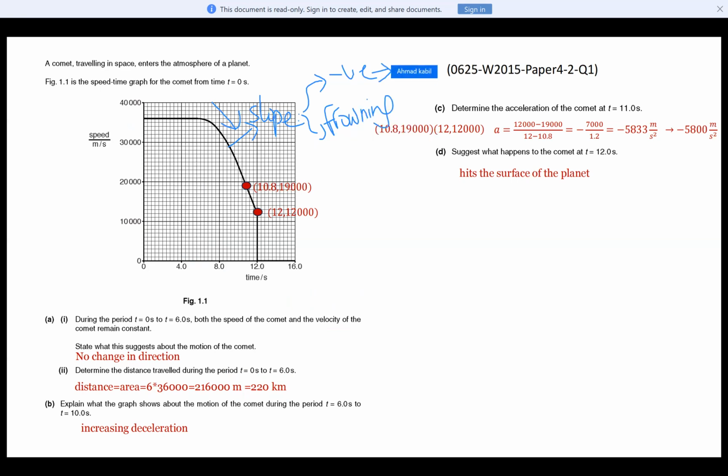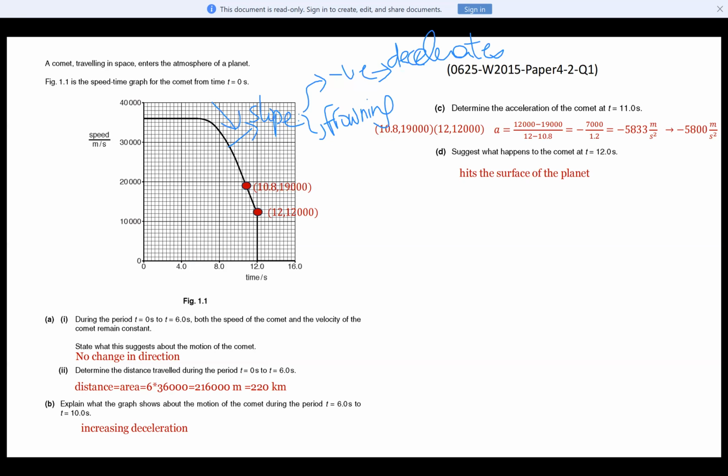Negative means that it decelerates. But it's not constant deceleration. Due to the concavity, it's decelerating more and more with passing time. So the idea is that it's frowning and negative. So if it's frowning and negative, this is actually increasing deceleration. How is this increasing deceleration?